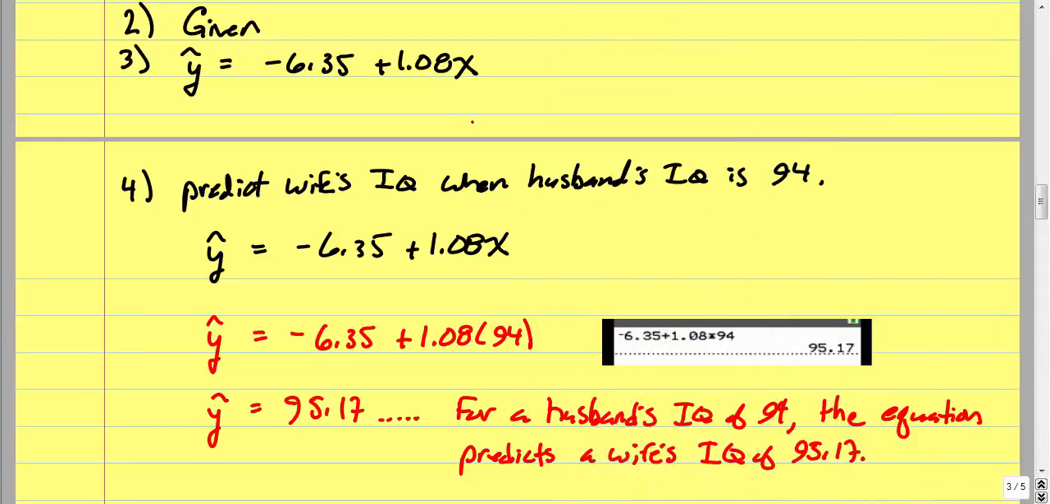Okay, let's go ahead and look at an example where we're given raw data, and then based on the raw data, we're asked to find some values.